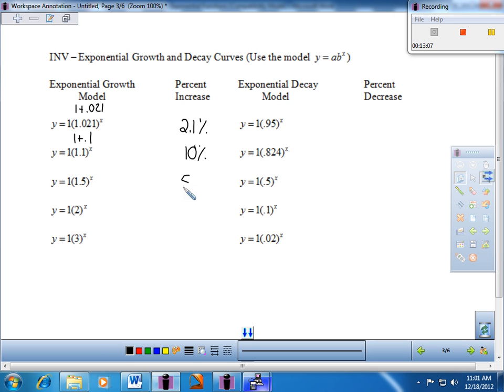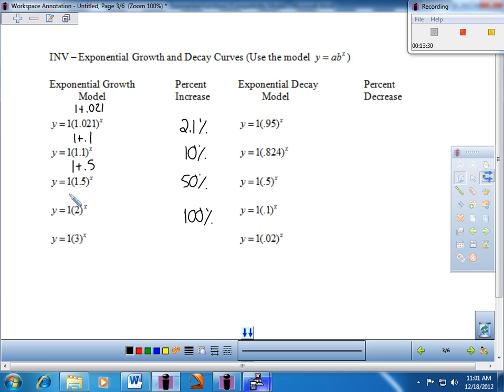This was a 50% increase. So this would be 1 plus 0.5, 0.5 being your 50%. This is a great one. We're going to do some doubling problems in the near future. So when something doubles, that would be repeatedly multiplying it by 2. But that definitely does translate into a percentage increase. And as a matter of fact, something that doubles increases by 100%.